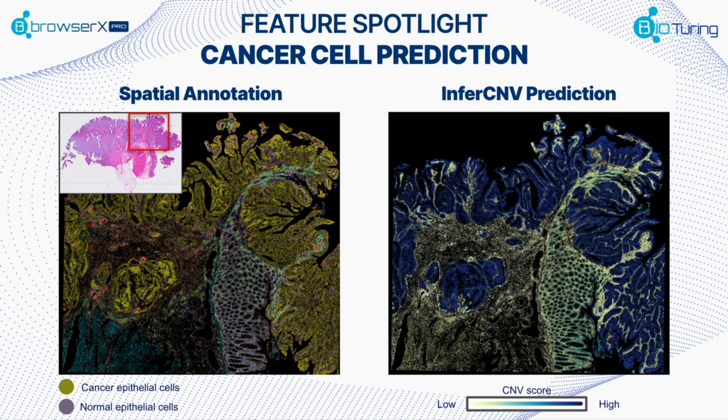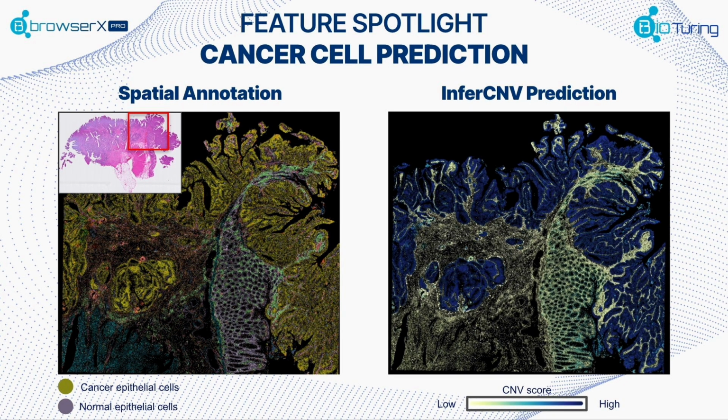Finally, we have a cancer cell prediction tool, which predicts which cells are likely to be cancerous or malignant based off of their inferred copy number variation. When cells demonstrate a large upregulation or downregulation of proximal genes, these cells will have a high CNV score.